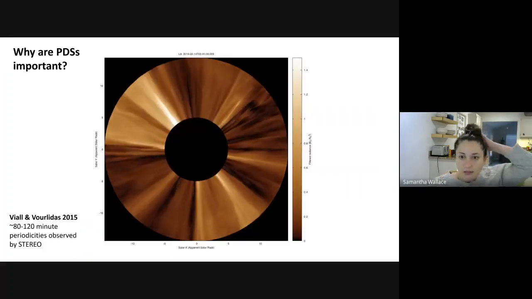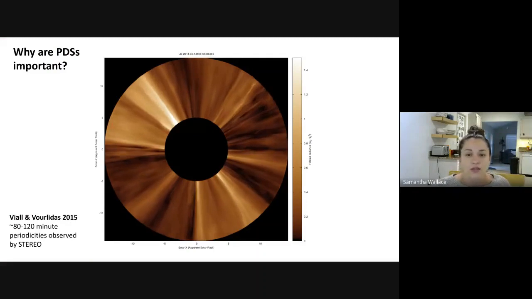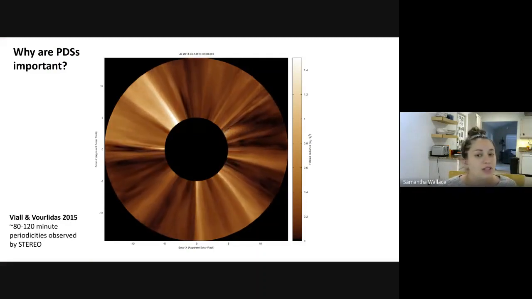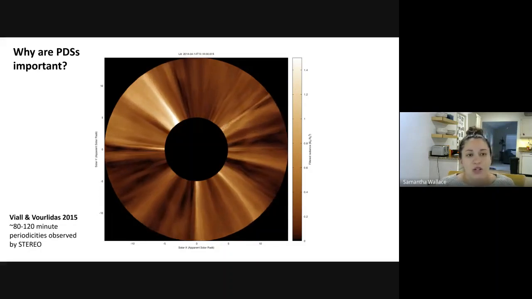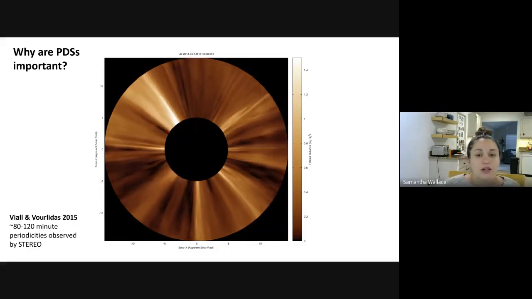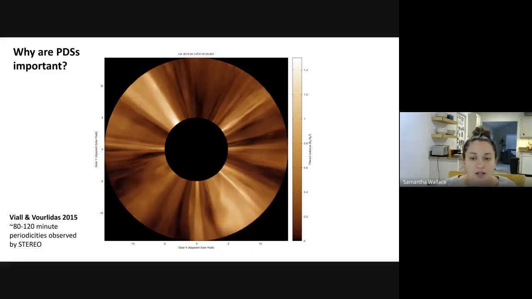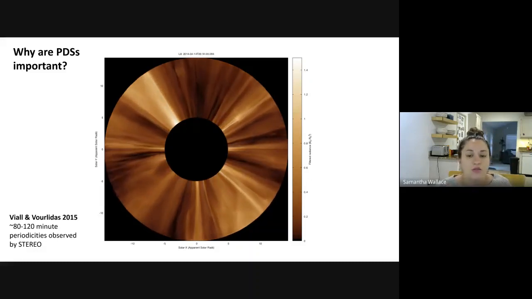So PDSs are important because they fill the quiescent solar wind, these periods when we don't observe large eruptive events like CMEs, and they make up a large component of the ground state of the solar wind. These same structures have been observed in stereo coronagraph data, and thus they are thought to form back at the sun via reconnection.